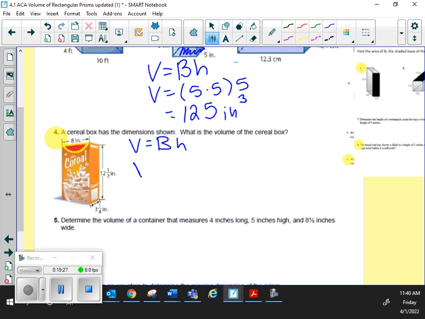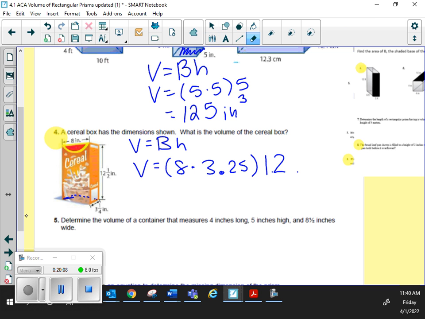Okay, so let's substitute it. How do I find the area of the base? If it doesn't tell me what the base is, we'll assume it's the top or the bottom, because they're the same shape. So what are the dimensions of either the top or the bottom? 8 by 1/4. Do you all want fractions or decimals? 1/4 is the same thing as 0.25. So 8 times 3.25. I still need to multiply by h, my height, which is 12 and a half, which is 12.5.